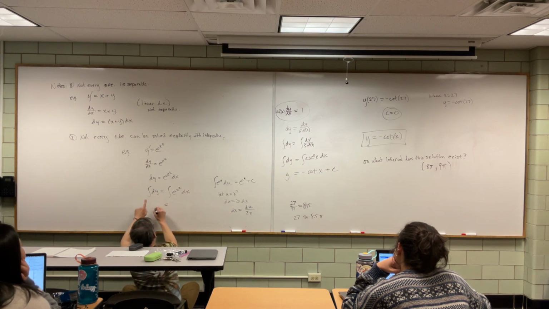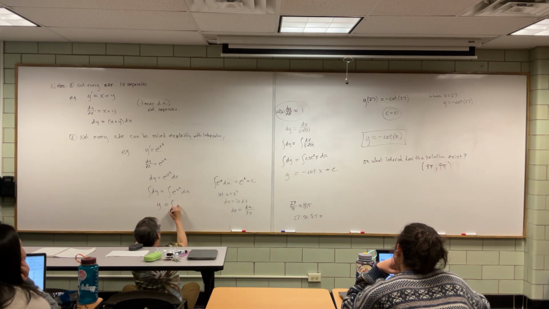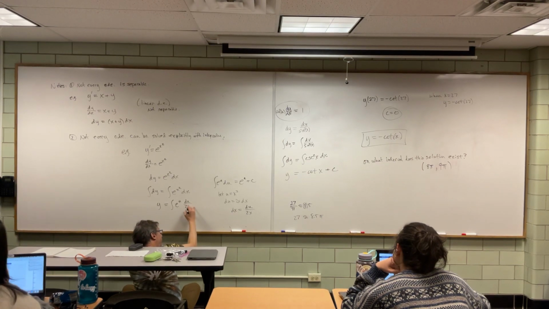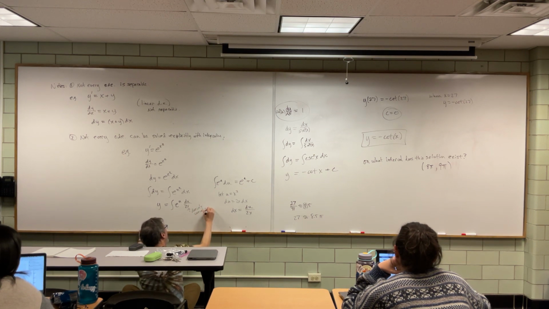So this side's going to be cake. That's just y. But this, let's see, we'd get e to the u, and then dx I'd replace with du over 2x. This x doesn't cancel. The fact that this doesn't cancel tells me that substitution is faulty. Doesn't cancel, so the sub is wrong.